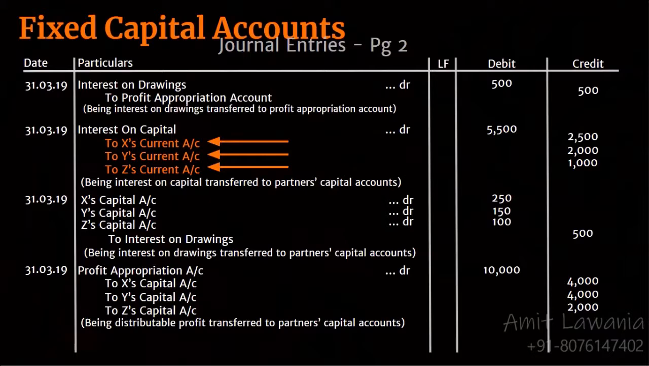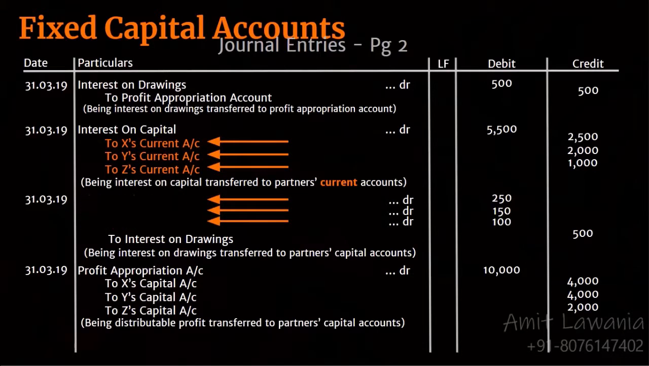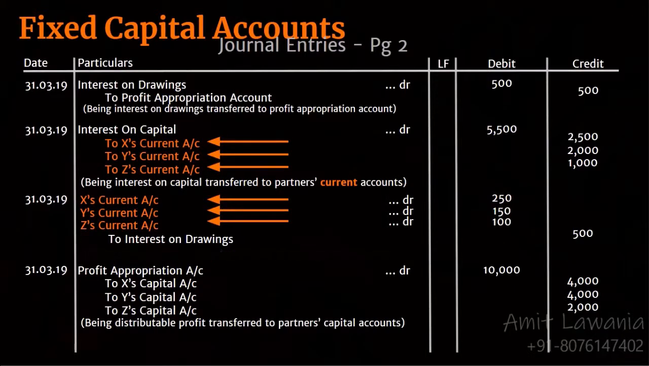Also, we see in the narration it is mentioned that the amount of interest on capital is transferred to partners' capital accounts. So we need to change it and make it partners' current account instead. Similarly, in the next entry, we will replace the capital accounts of each partner with the current accounts, and change the narration accordingly.